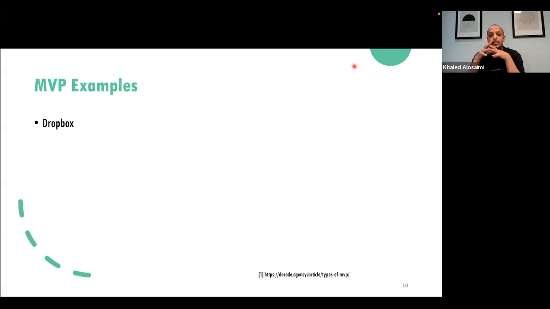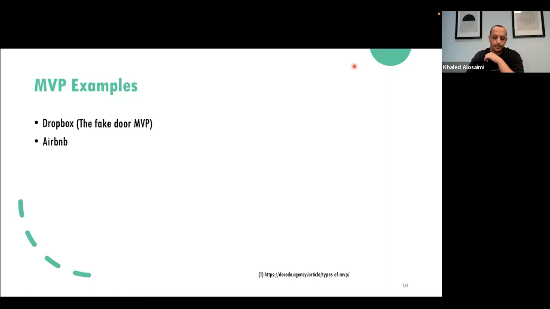The way Dropbox created their own MVP is that they basically just created a video demonstrating how the idea will work and just posted the video. It's also called the fake door MVP, where the goal is that you want to validate the idea without doing any implementation.